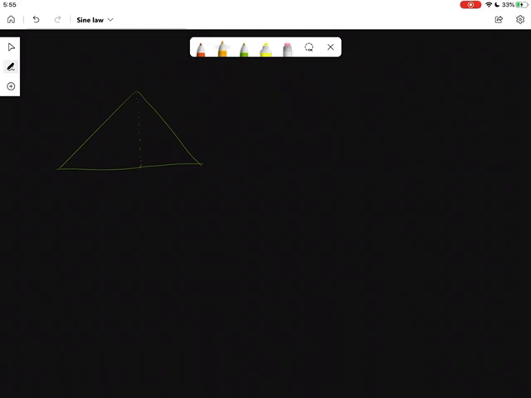So if I make a cut like this where the dotted line is, here's my right angle, and I'm going to call this H. So this is the height of this triangle. And like we did before, I'm going to make sure I label all the angles. I'll just say this is A, B, and C. And remember, opposite side lengths from the angle are little a, little b, little c.